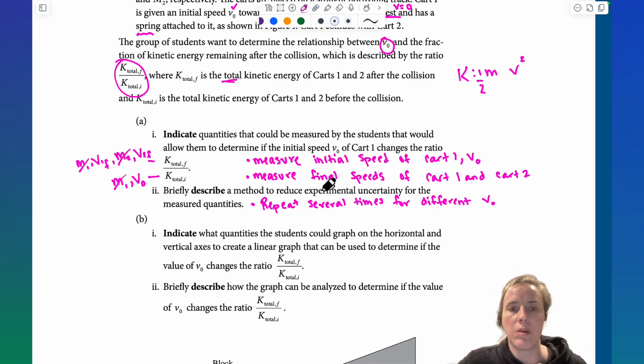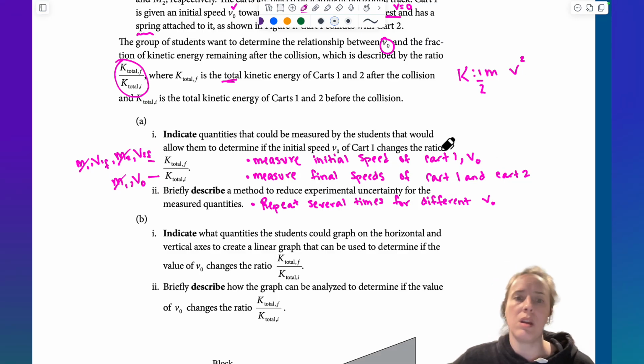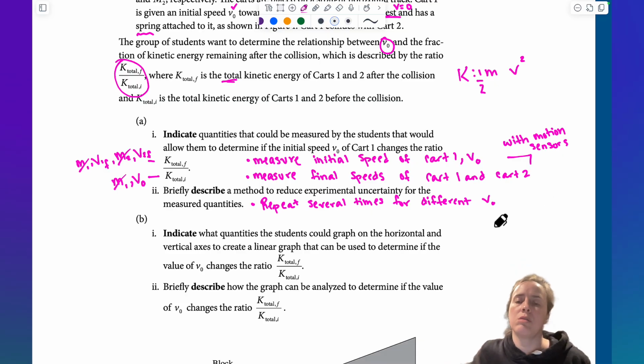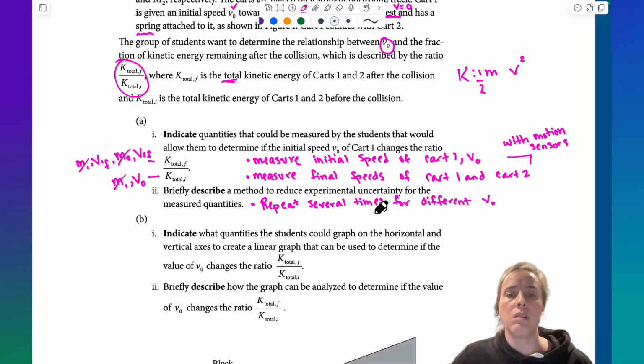So briefly describe a method to reduce experimental uncertainty. If you already said you're going to measure the initial speed of cart 1, V naught, and measure the final speeds of cart 1 and cart 2, how are you going to measure those? With some motion sensors. So I'm going to measure those initial and final speeds with motion sensors. Then I'm going to repeat it again for several initial speeds. That's all you need. That's it.